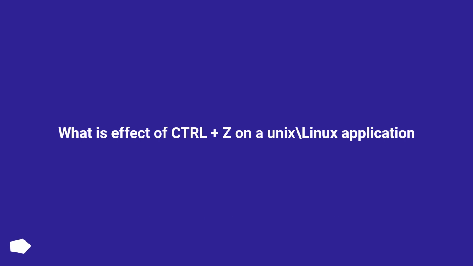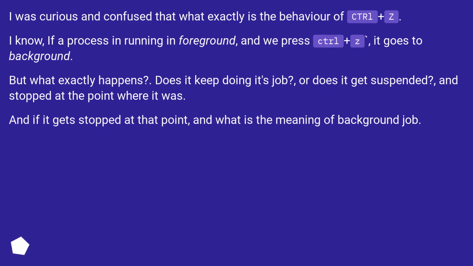What is the effect of CTRL+Z on a Unix/Linux application? I was curious and confused about what exactly the behavior of CTRL+Z is. I know that if a process is running in the foreground and we press CTRL+Z, it goes to the background.